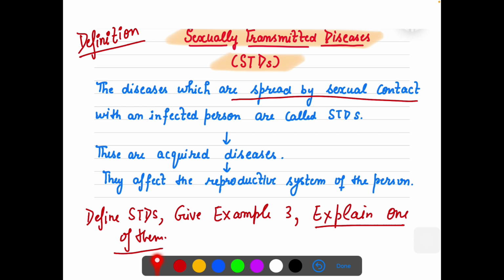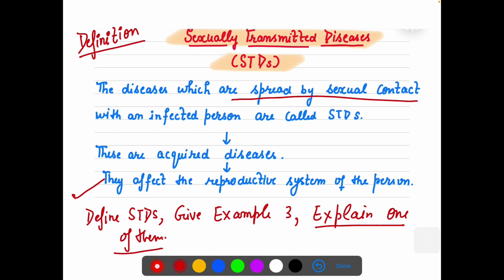The diseases which are spread by sexual contact with an infected person, they are called सेक्शुअल ट्रांसमिटेड डिजीजेज, एंड दे आर एक्वायर्ड डिजीजेज. आपको बाय बर्थ तो नहीं मिल सकती हैं, बिकॉज दैट इज विद द सेक्शुअल कॉन्टैक्ट, दे कम थ्रू सेक्शुअल कॉन्टैक्ट, राइट? सो दैट इज वाई दे आर एक्वायर्ड. We get them after the birth. They affect the reproductive system of the person, because when we talk about sexual contact, it means your reproductive structures are involved. So definitely they affect the reproductive system of the person.